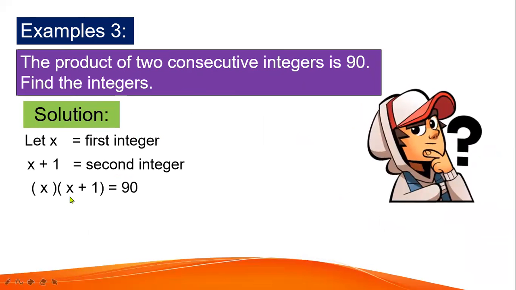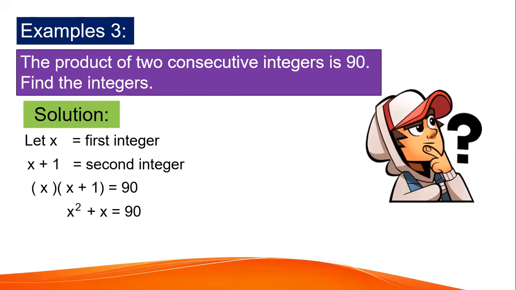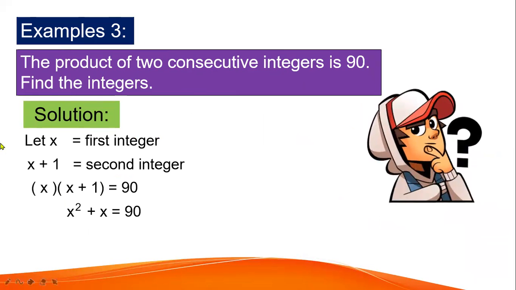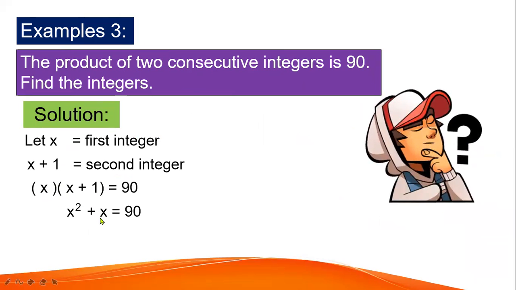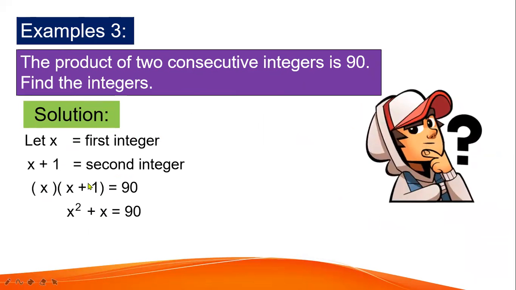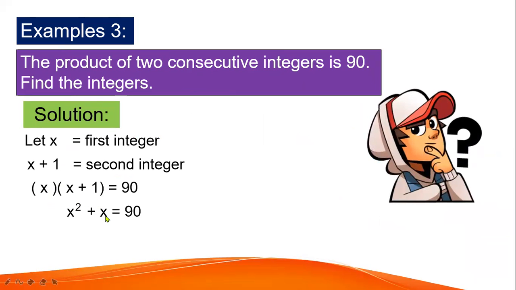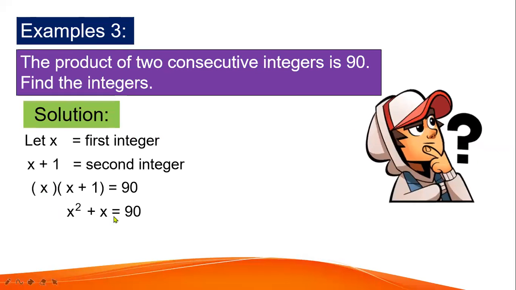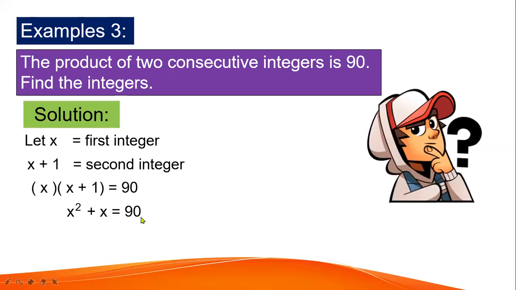First, we have x and x. So therefore, we have x squared. And then the other one is x multiply positive 1. So we have positive x. Then 1 times x, we have x. X multiply x, we have x squared, equals 90.